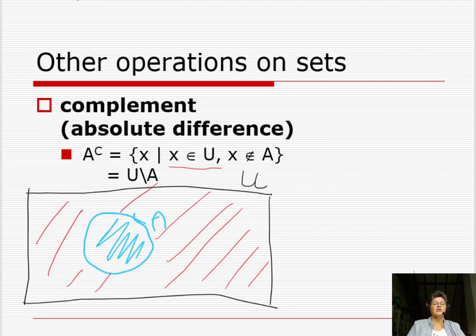And if we look at the number of elements, so the number of elements in A complement is of course the number of elements in the universe minus the number of elements in the set A. So that's quite straightforward.